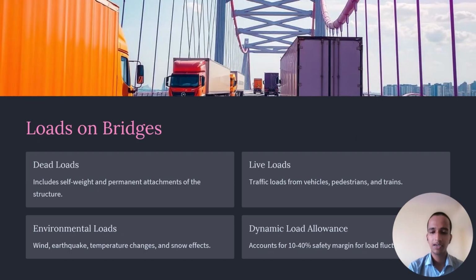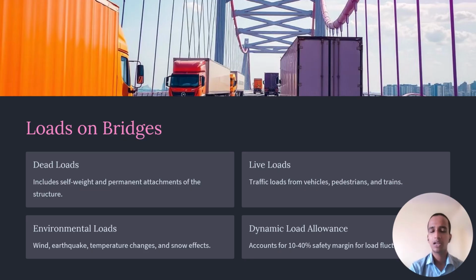Moving on to the next slide, what are the types of loads on a bridge? There are different types of loads imposed on a bridge, and these loads may include dead loads, live loads, environmental loads, and dynamic load allowances. Dead loads are generally the self weight. It includes the self weight of the bridge, the cables and the foundation itself, and it is static in nature. We should keep this in mind while constructing a bridge.